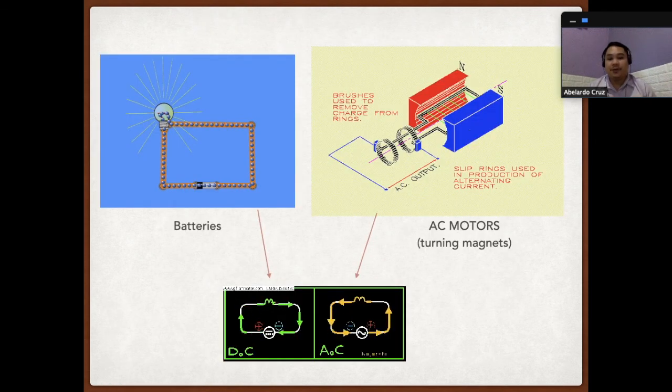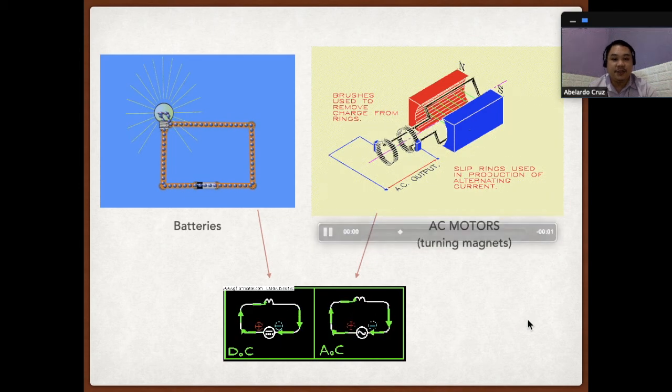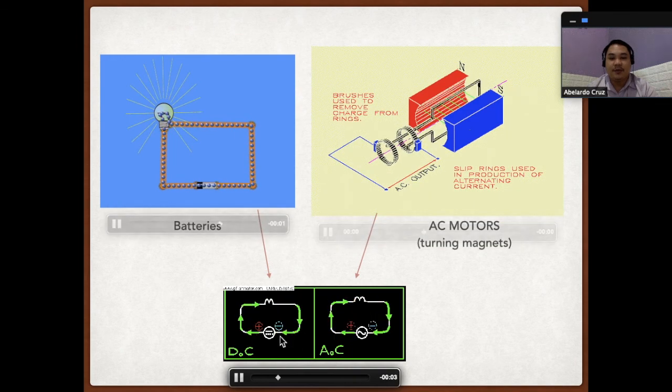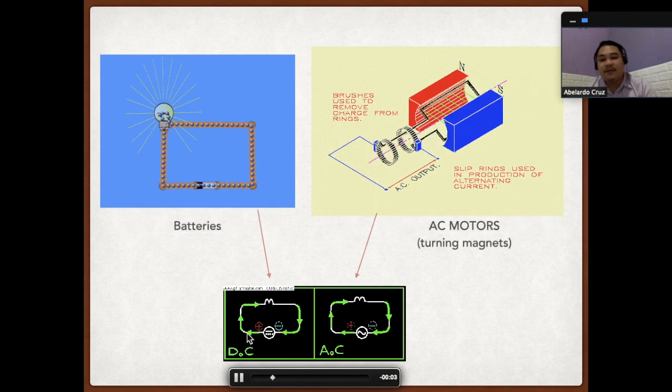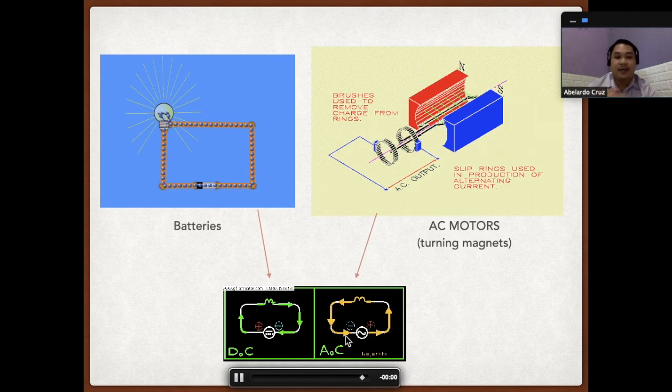Now, I want to show here the difference between AC and DC. We usually have DC for batteries, and for motors, we usually have AC. As you can see here, for the motors, we have a pair of magnets, and the wire keeps on moving. Now, I want you to look at this diagram. For the DC, the flow of electricity is direct, meaning it is from one direction. And for AC, it is an alternating current, meaning it goes back and forth, back and forth.